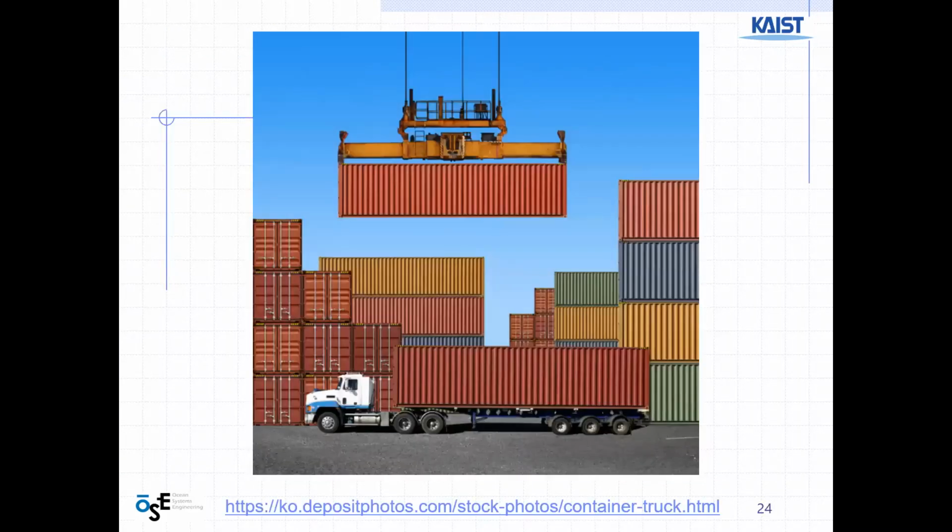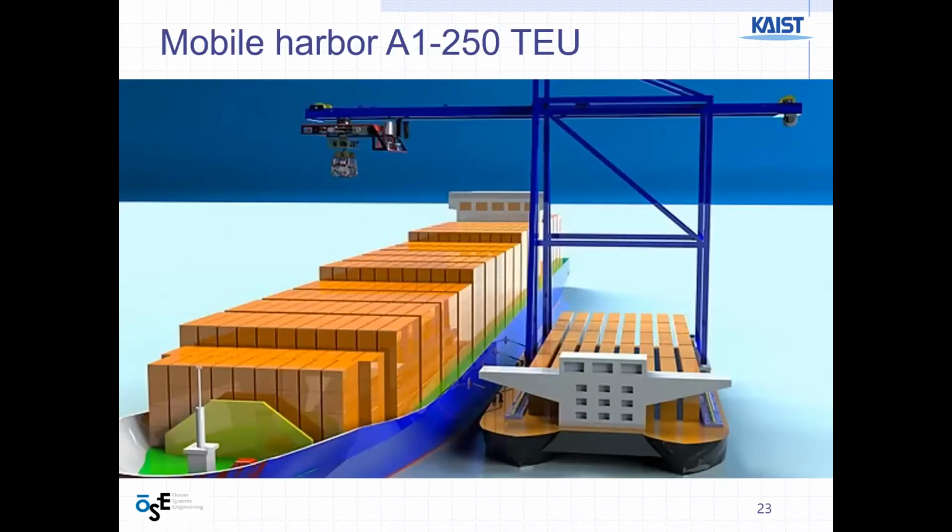So this is a picture of a container and container trucks. You can see them also in the street. And once again, TEU is a short name for twenty-foot equivalent unit. That means the length of the container is 20 feet. So the basic unit for counting a container box is a 20-foot length container box.